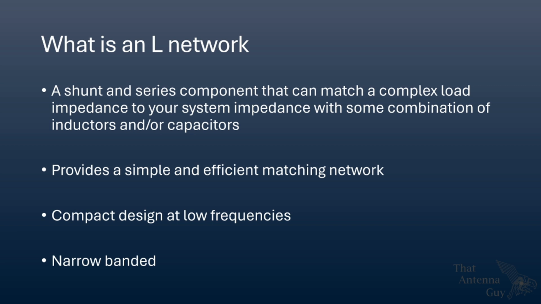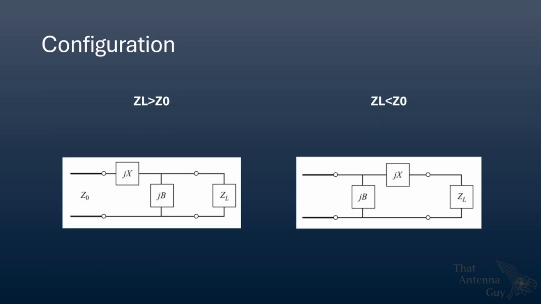The one downside is they do tend to be narrow banded thanks to the frequency dependence of the impedance of inductors and capacitors. So there's two different configurations that you have to remember for an L network. And you'll see that they are in an L shape, which is where they get their name. You can have a series and a shunt, or a shunt and a series.